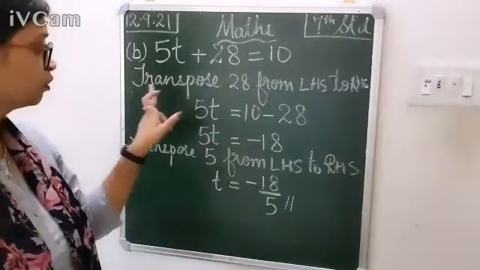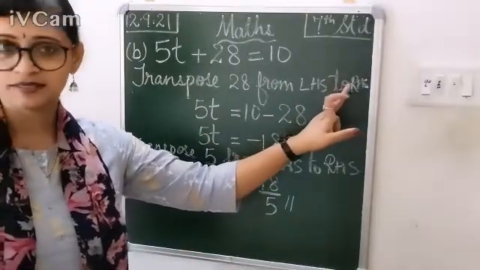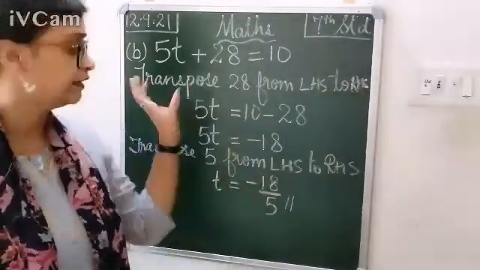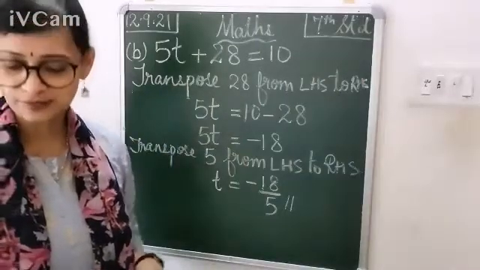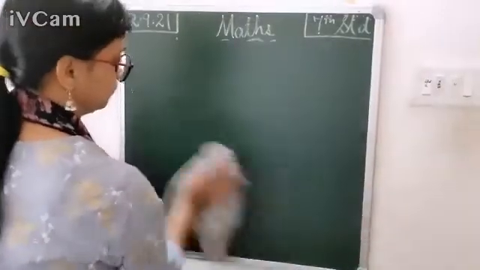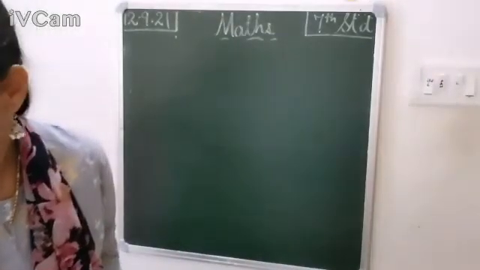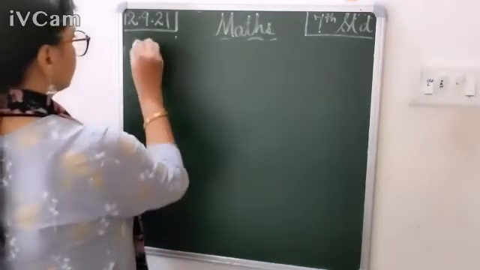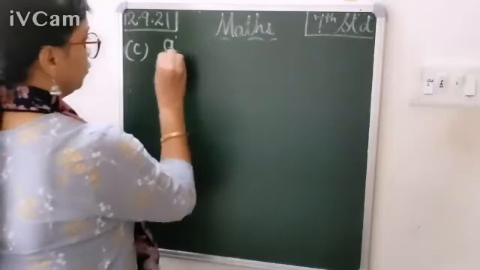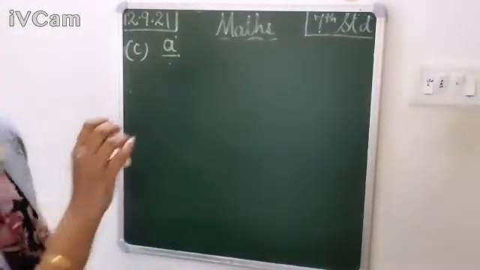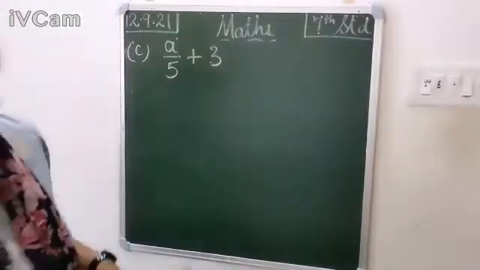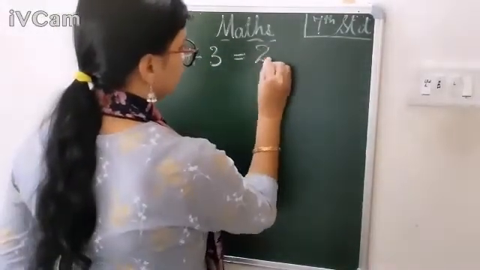Okay, from the third sum, I'm not going to write this transposing. The sentence transpose the number from your LHS to RHS, it is understood. This is what you're doing when you simplify the sums. Okay. Now moving on to the third one. Next one, C. You have a by 5 or a divided by 5 plus 3 is equal to 2.